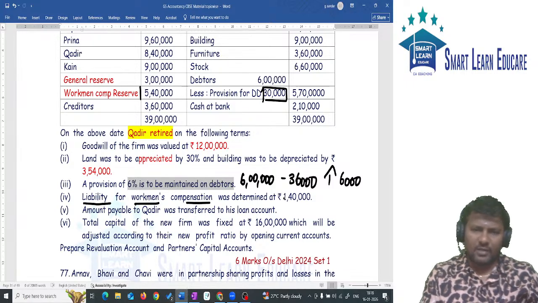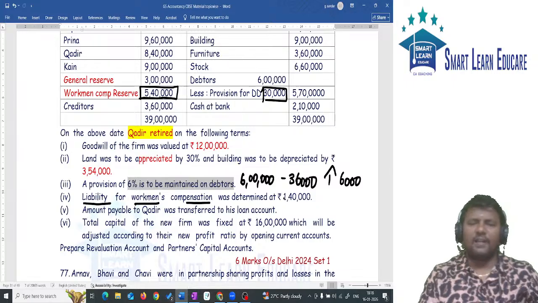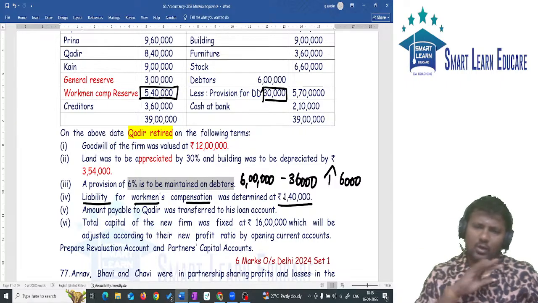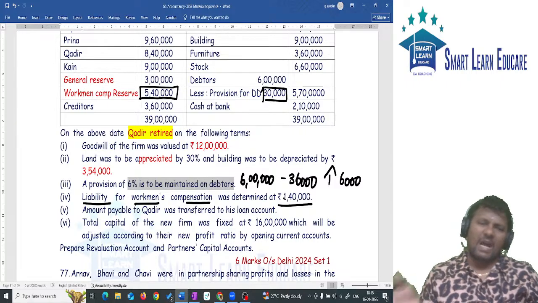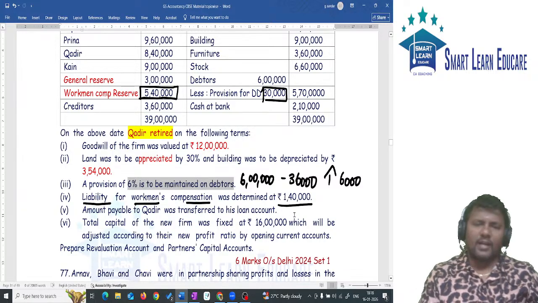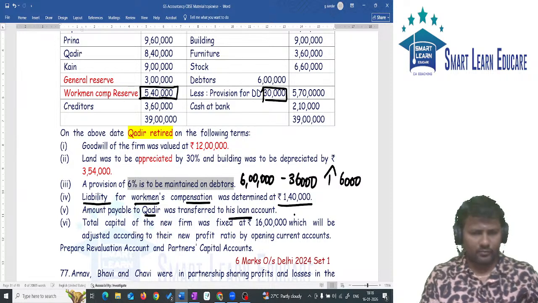How much is the workmen compensation reserve we have? 5,40,000. And we have a liability of 1,40,000. Out of 5,40,000, 1,40,000 will be adjusted. Balance 4 lakh will be transferred to partners' capital. And the amount payable to Q is transferred to partner's loan account.